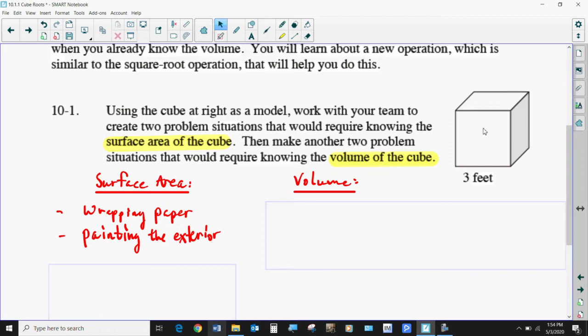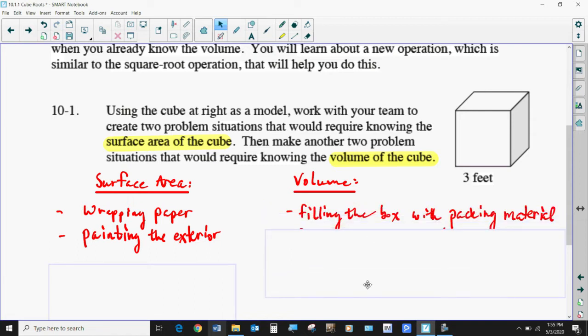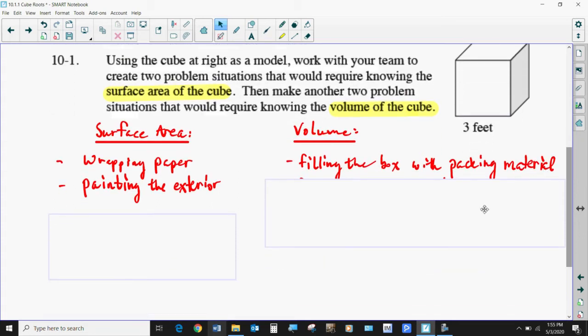Those were two that I came up with. Now for volume. When would you need to know the volume of any kind of solid figure, including a cube? Well, if you were going to fill it with packing material, you'd need to know how much volume your cube has, so you know how much packing material you would need.